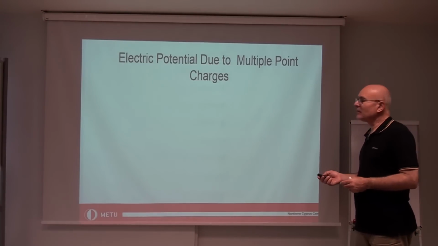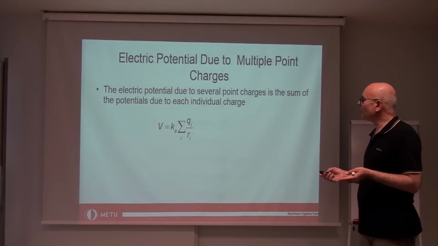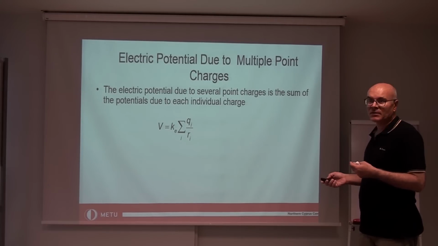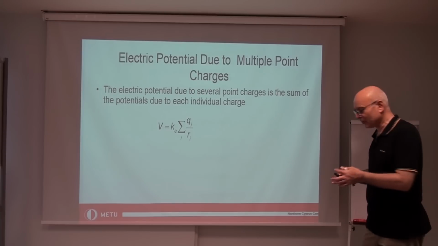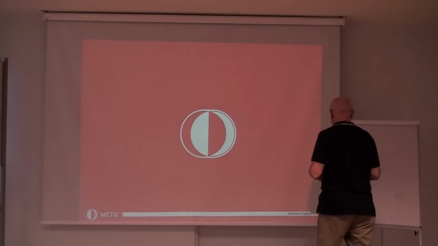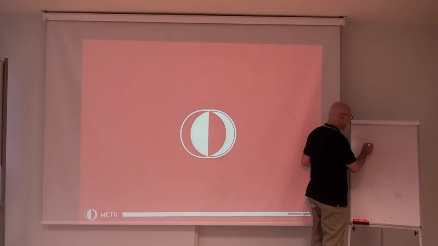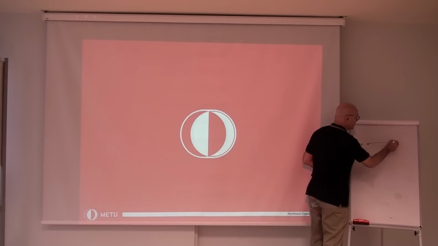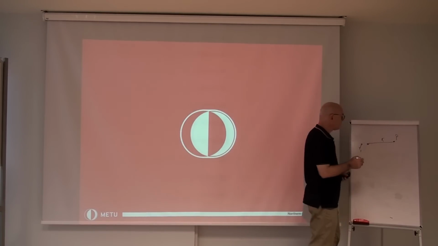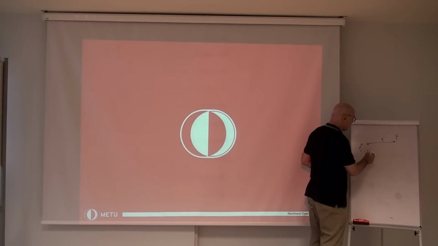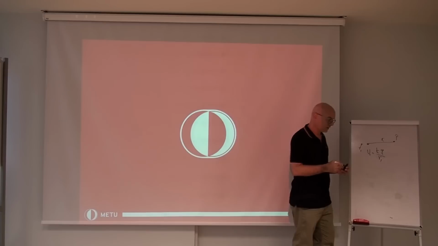What if I want to find the potential of multiple point charges at some point? I have learned what is the potential of a single point charge. So if I had a single point charge Q here, then the potential at a point P, at distance R1, for example, was V1 equal to KQ over R1. Okay, this is what I have learned.